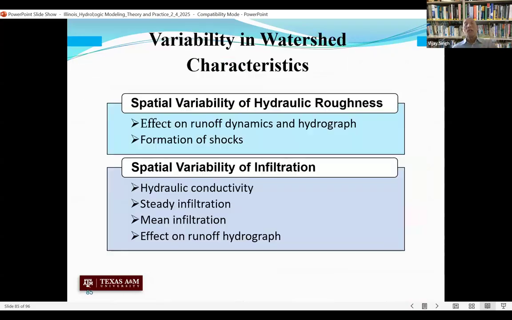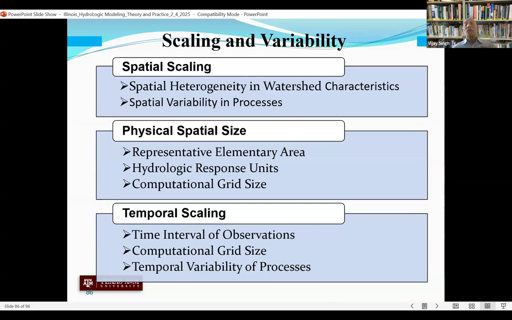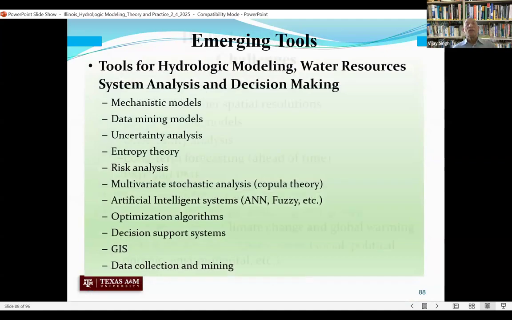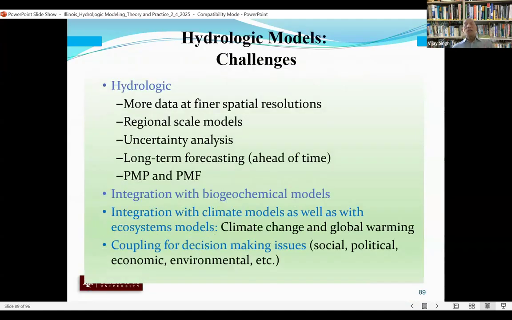Let me not go over that. Now, we have the capability to incorporate spatial variability of watershed characteristics, spatial variability of inflow, precipitation, and so on at different sizes. Okay, so having said all this, what are now the current challenges?